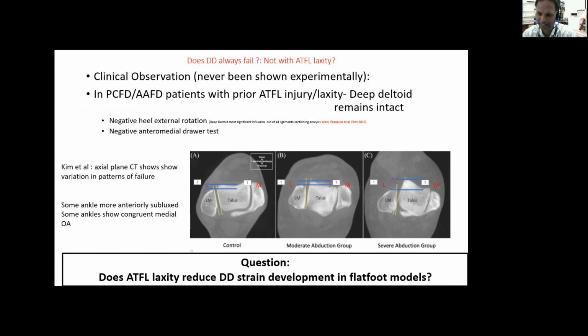And when you go back to Kim's paper, and this is the key diagram, and you look at the controls and at that lateral side, in the control group you see a certain degree of anterior position of the talus compared to the lateral malleolus. In the moderate abduction group, it's roughly the same. But in the severe abduction group, you can see there's a significant anterior translation, in picture C, of that talus on the lateral malleolus. If you look at the medial side in C, it's congruent. But in B, the medial side is incongruent and the talus is almost shifted posteriorly. So there are different patterns, and that's that key anterior translation.